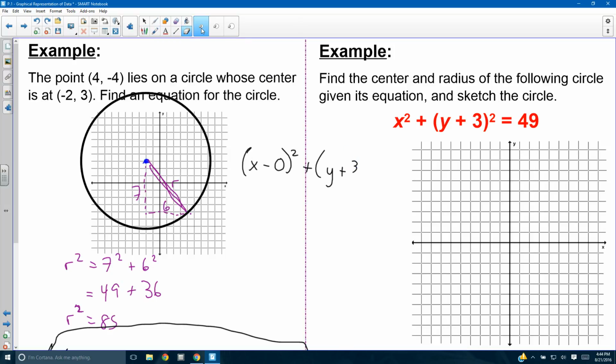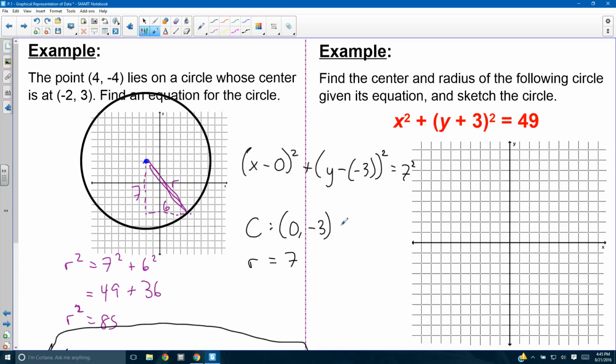In fact, let's change that plus to a minus a negative, right? If we want to look at this like x minus h squared plus y minus k squared equals r squared, and 49 is 7 squared, all of this stuff is going to help for my answer, because my center is at the point 0, comma, negative 3. My radius is 7.